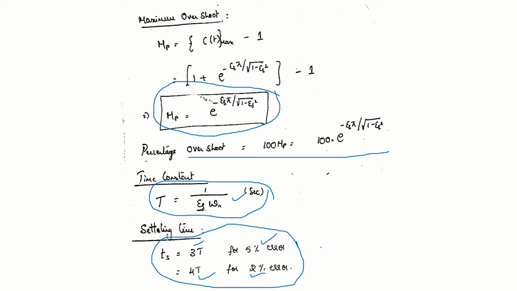Okay, now you have got the equations to find rise time, peak time, overshoot, then time constant and settling time. All these equations you have. So now you should be able to work out some simple examples.